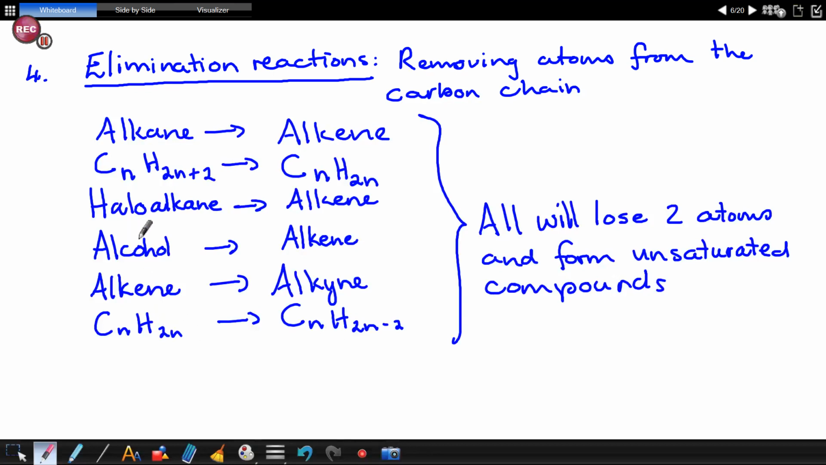Okay, now I can use a general formula for the alcohols with one OH group then. So how would that look like? CnH2n plus 1 OH. And that will go to CnH2n.